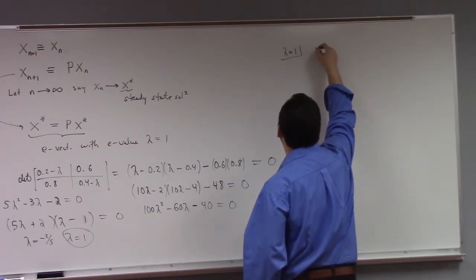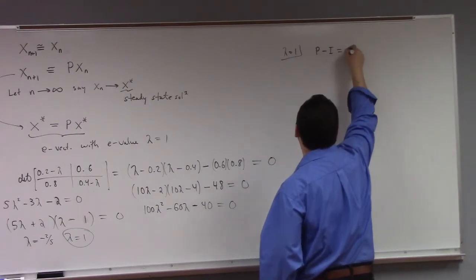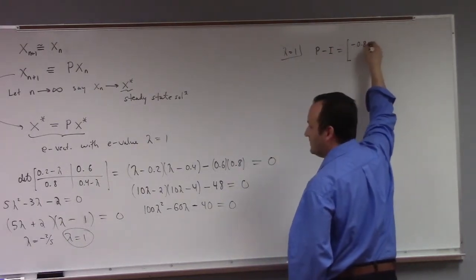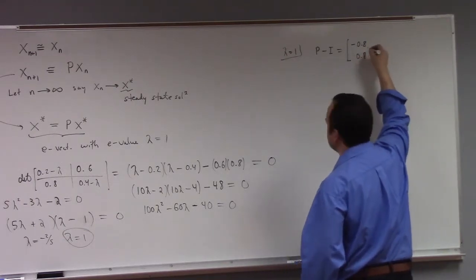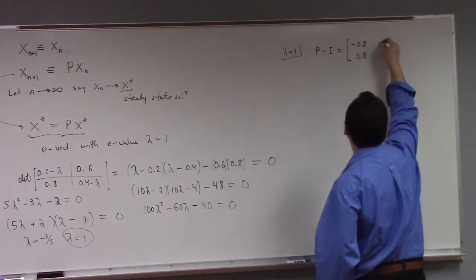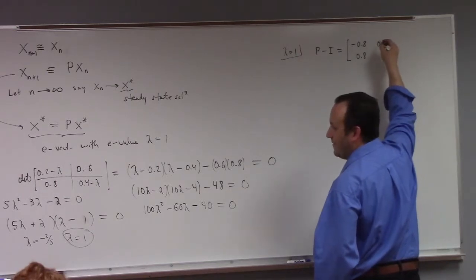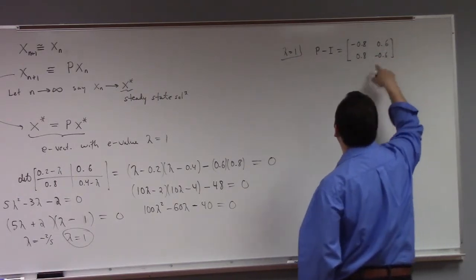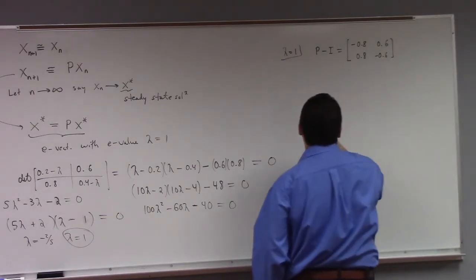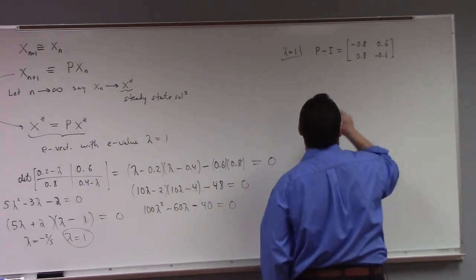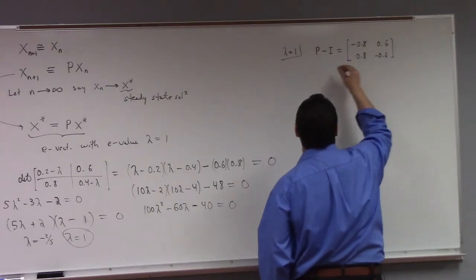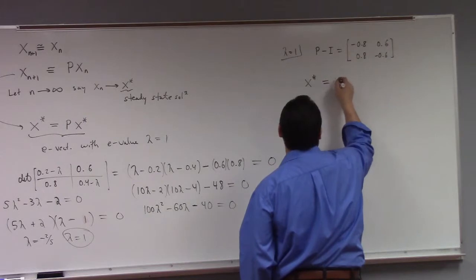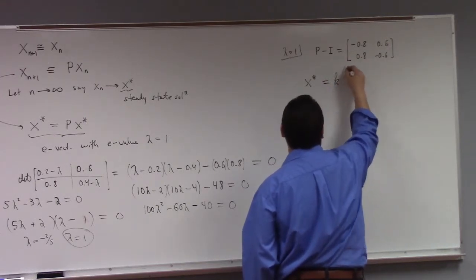So we're looking at P minus the identity, which here is what? Minus 0.8, 0.8, 0.6, minus 0.6. So if we want something in the null space of that, right? Eigenvectors with eigenvalue 1 are in the null space of this matrix. What does that say? Some scalar times what vector would work?